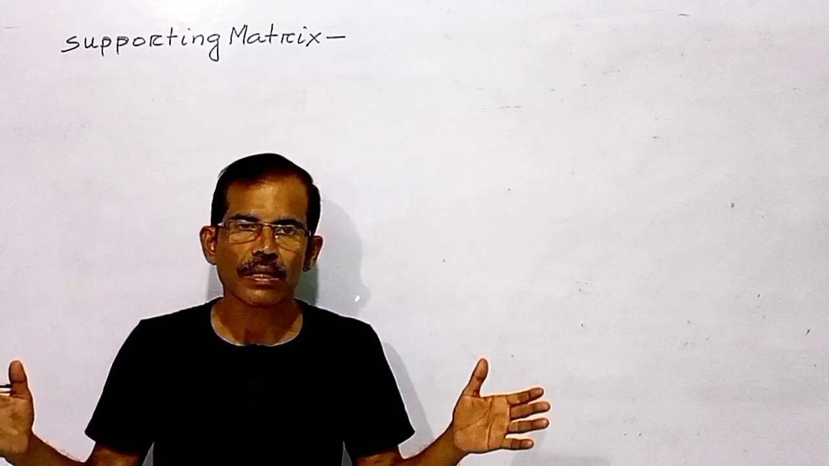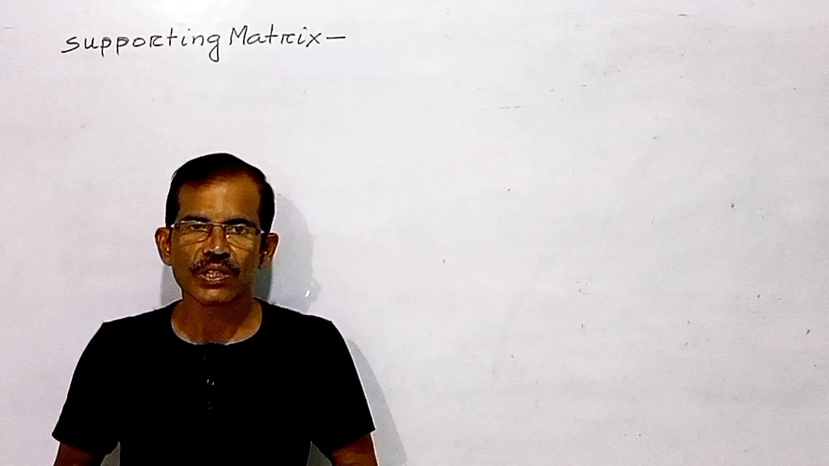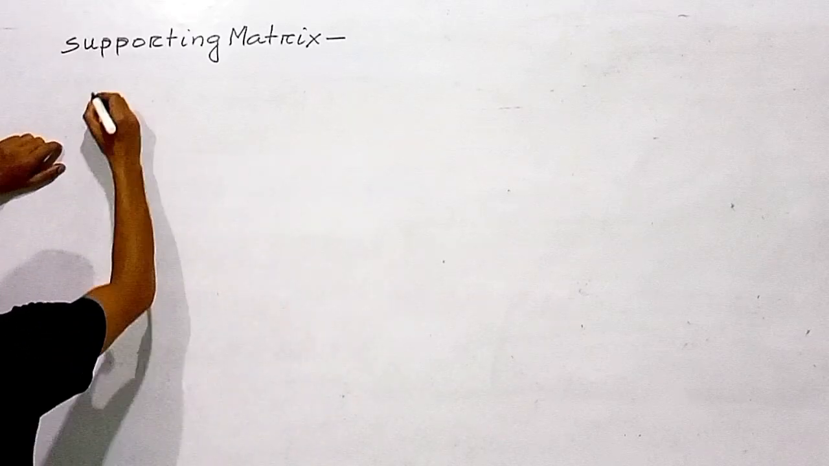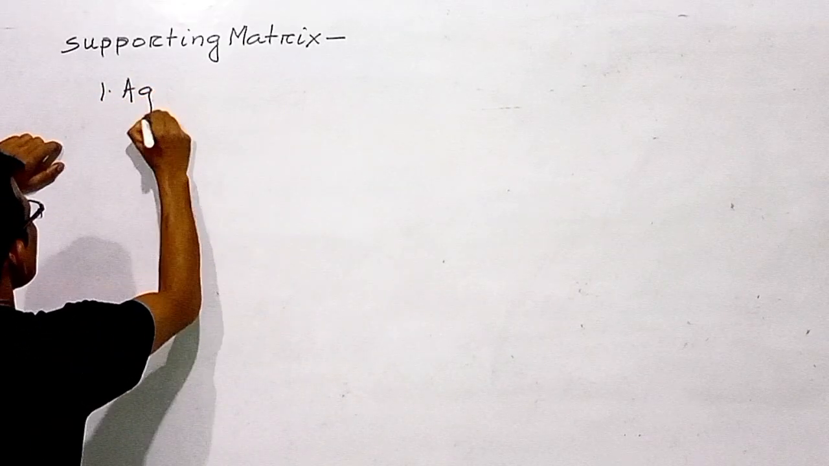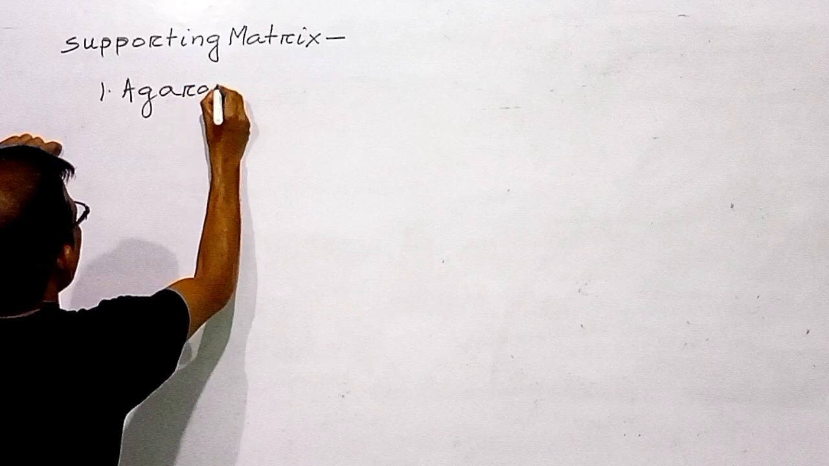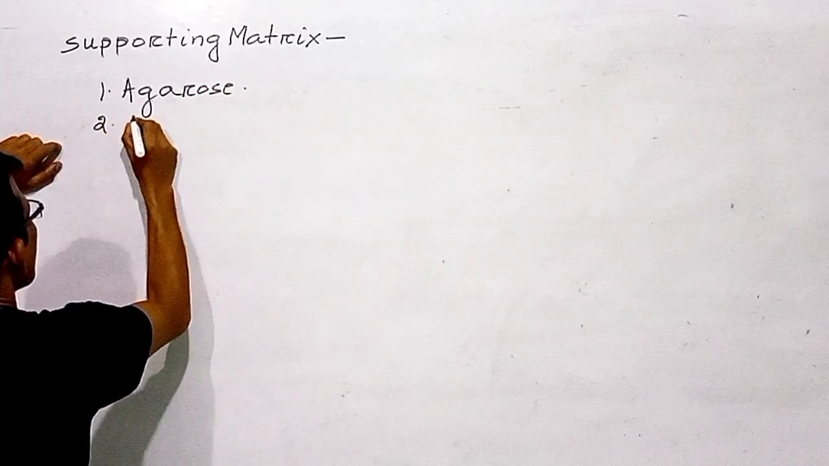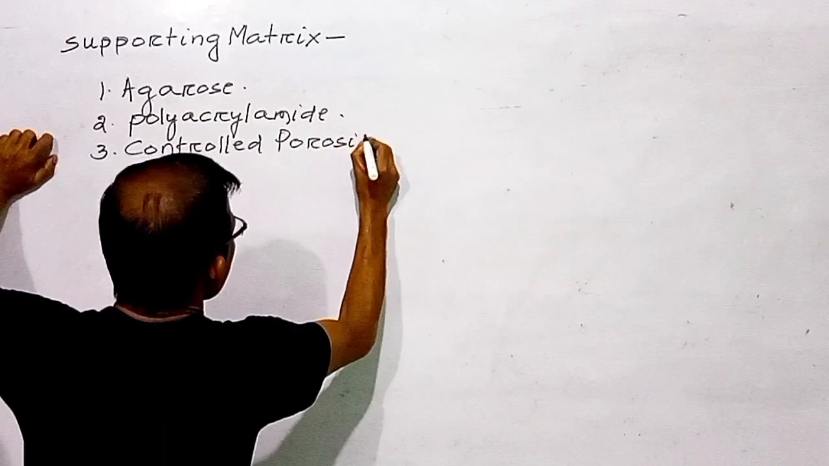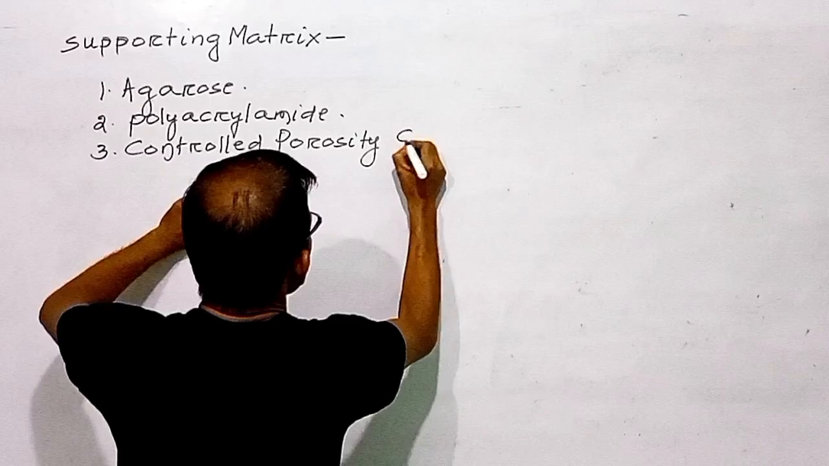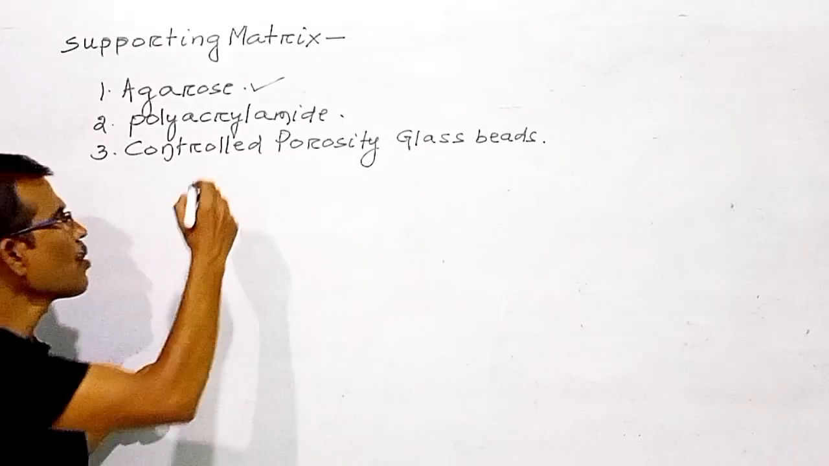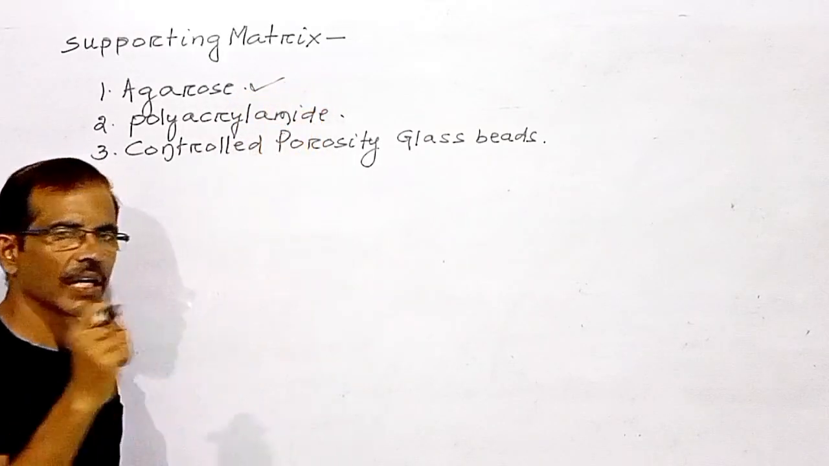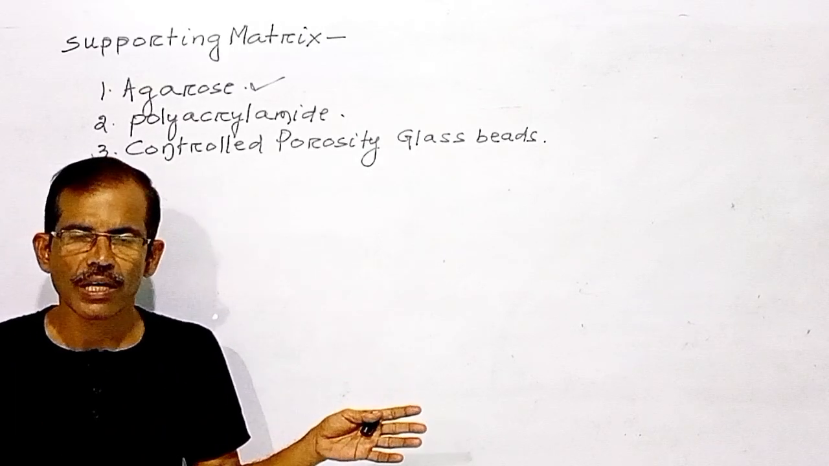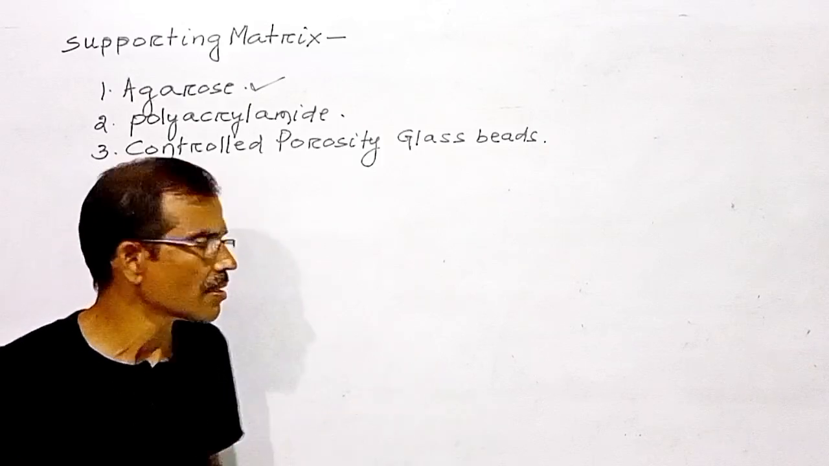In practice, particles that are uniform, rigid and spherical are used. The most commonly used ones are agarose, polyacrylamide and controlled porosity glass beads. Of these three, agarose is by far the most often used supporting matrix because it possesses most of the desirable features that were just discussed.